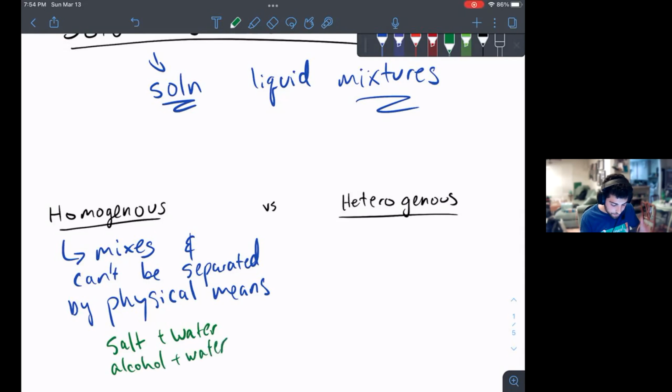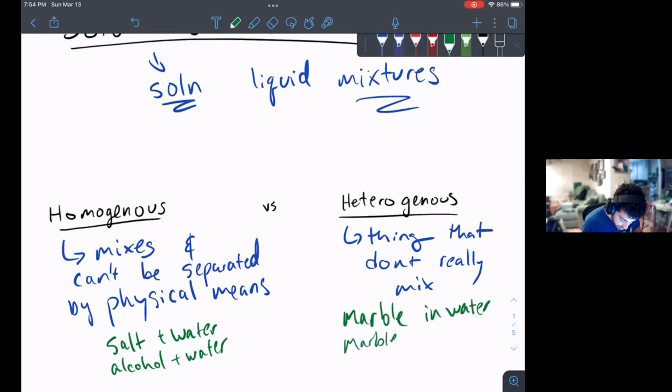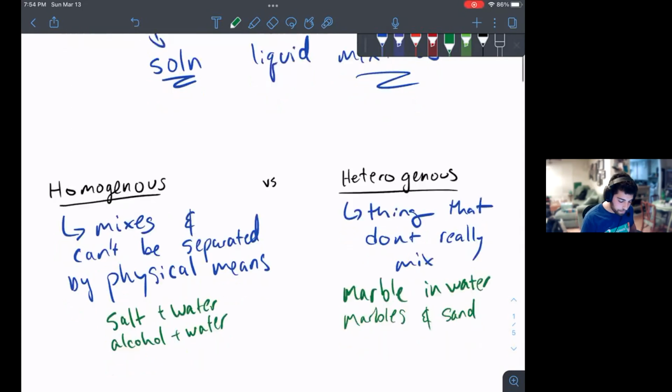So salt and water, maybe alcohol and water, anything that mixes kind of like that, versus heterogeneous, which is things that don't really mix. An example might be a marble in water. If you take a marble and put it in water, you can just pull it right out. Maybe even marbles and sand. If you put a bunch of marbles in sand, you can just scoop them out, and that would be heterogeneous.